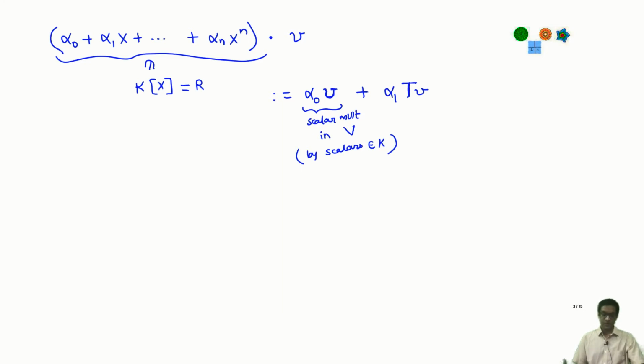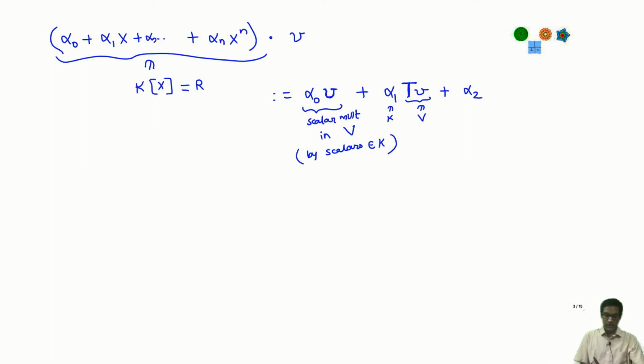So here's our definition. The second term, alpha 1 x, we make it act on v as follows. X sort of acts like the operator T. Okay, so Tv now is again some vector in V. Alpha 1 is a scalar in k. So scalar in k times vector in V, I know how to do it because that's the scalar multiplication in the vector space V. Okay, plus let's look at the next term, x square, right?